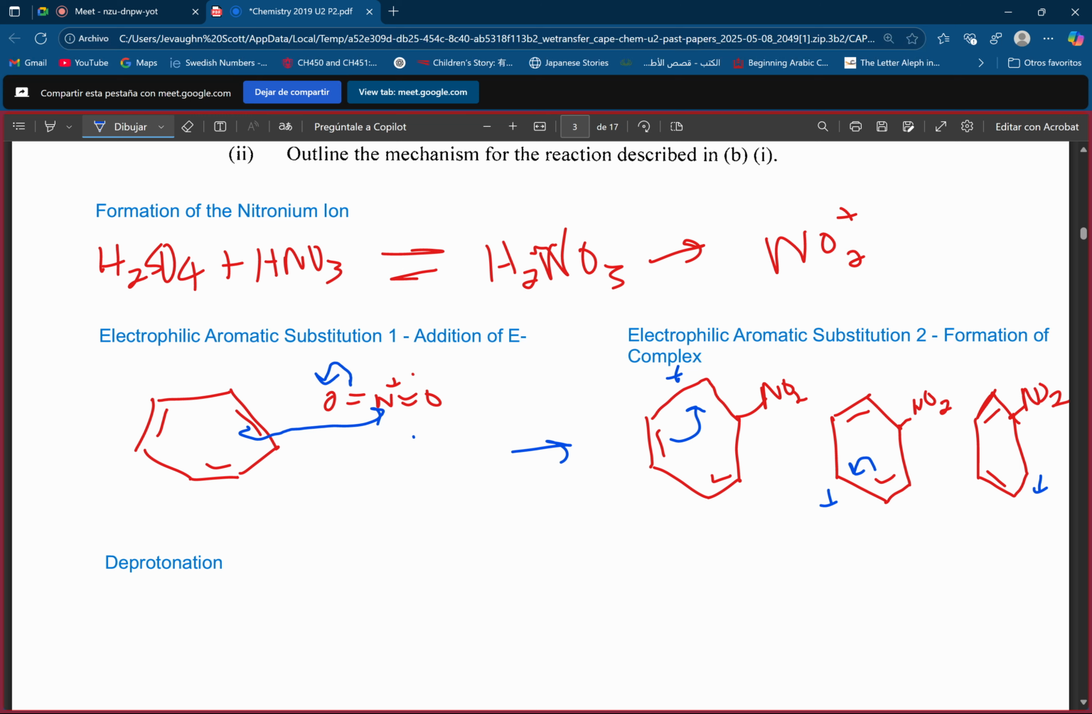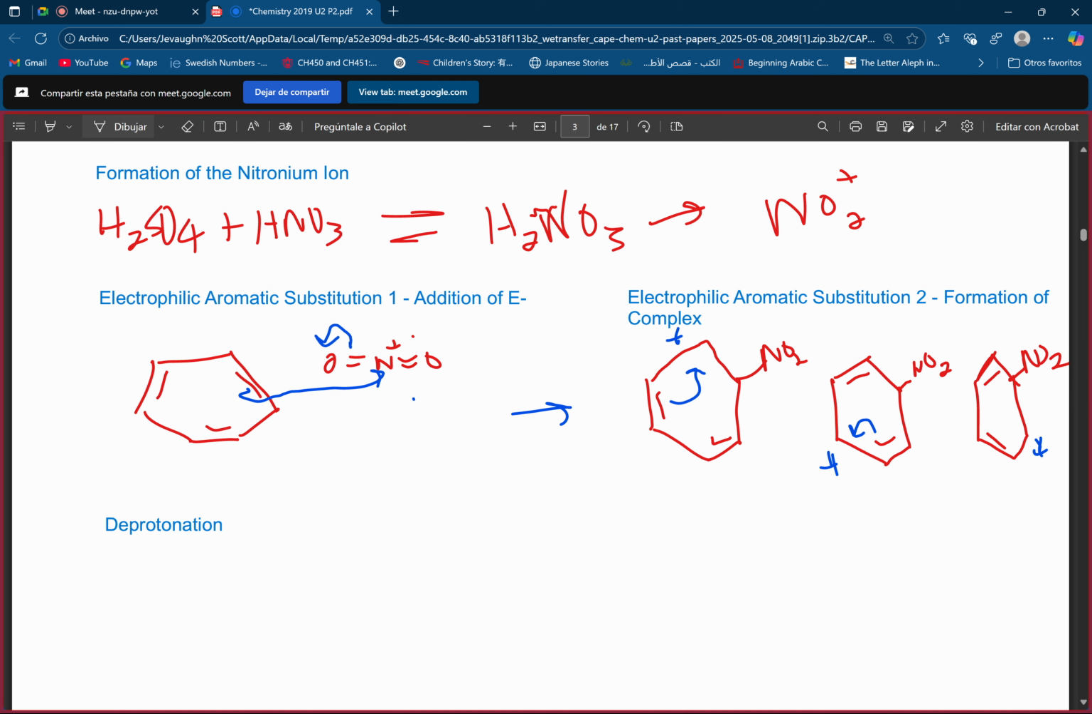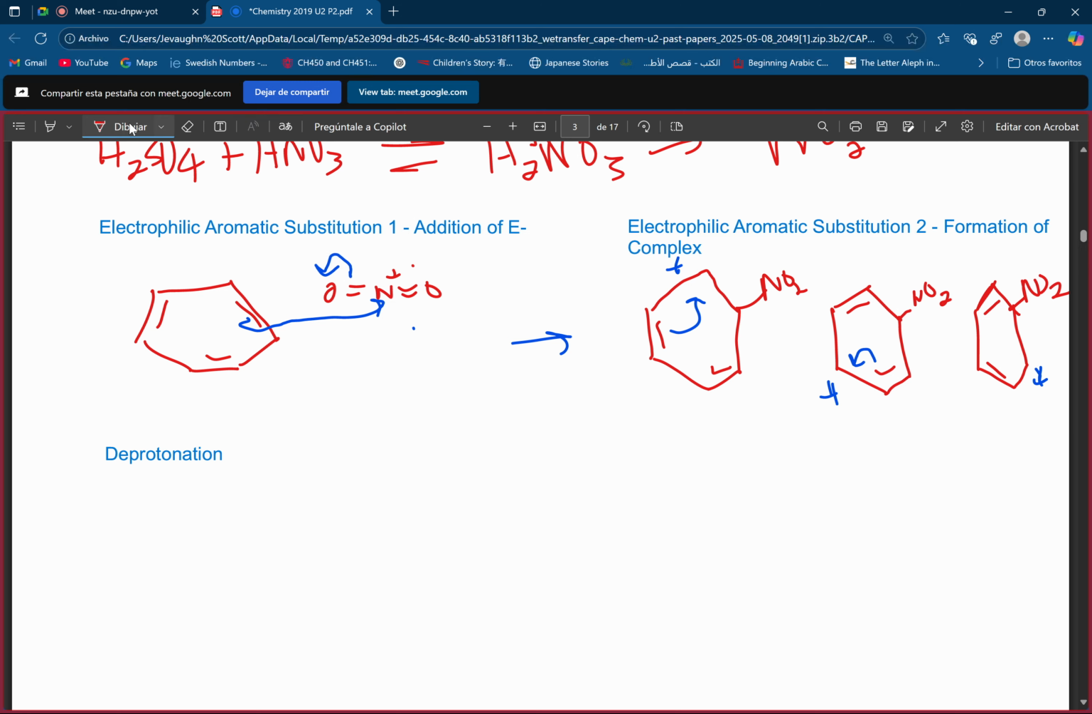So really and truly, we have a resonance hybrid being formed there. The only way we can stabilize the ring is through deprotonation. So now we must show the deprotonation of the ring, right? So let's draw out everything now so we can steadily show the deprotonation here. So we end up with a benzene ring like this. So we end up with NO2 here, and we have a hydrogen here.